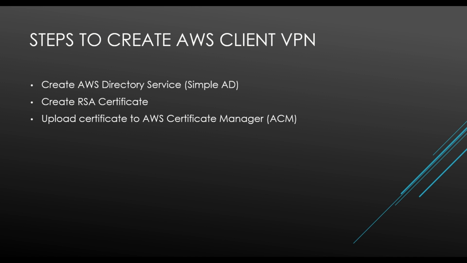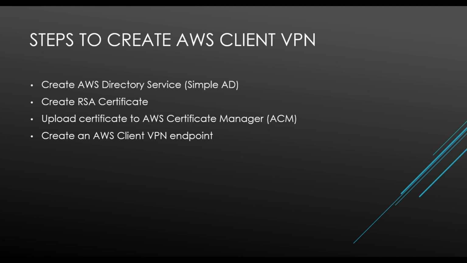Next, we must upload the server certificate to AWS Certificate Manager, that is ACM, and specify it when you create a client VPN endpoint. When you upload the server certificate to AWS Certificate Manager, you also specify the certificate authority.